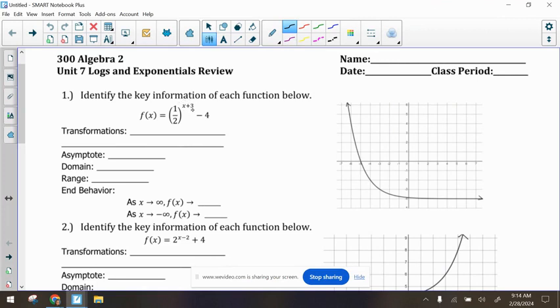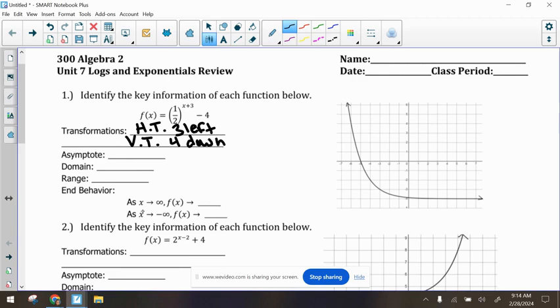Our horizontal translation is always the opposite of what the number says. So this moves horizontally 3 to the left. So inside is opposite, outside is same. The -4 is our vertical translation, and it moves it 4 units down.